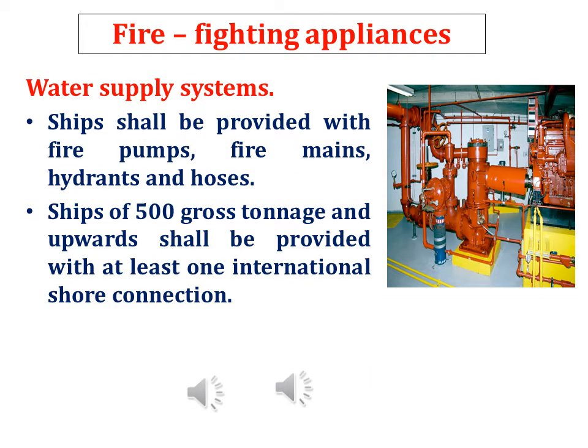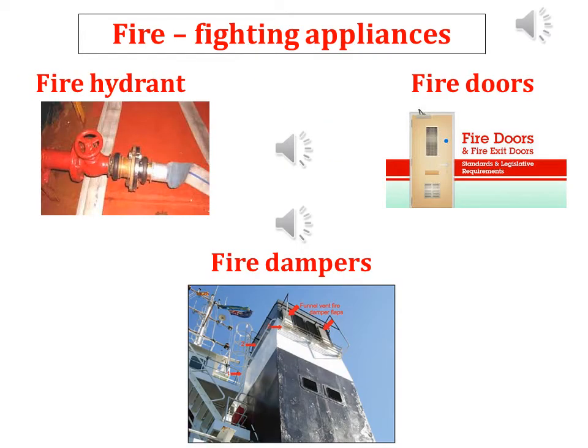Fire-fighting appliances. Water supply systems. Ships shall be provided with fire pumps, fire mains, hydrants and hoses. Ships of 500 gross tonnage and upward shall be provided with at least one international shore connection. Fire hydrant. Fire doors. Fire dampers.